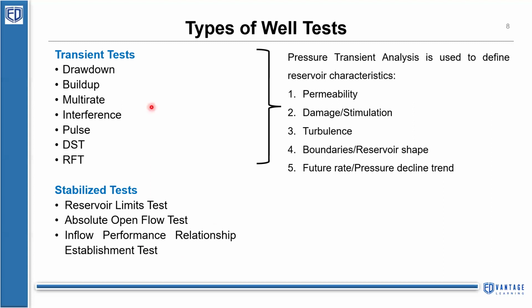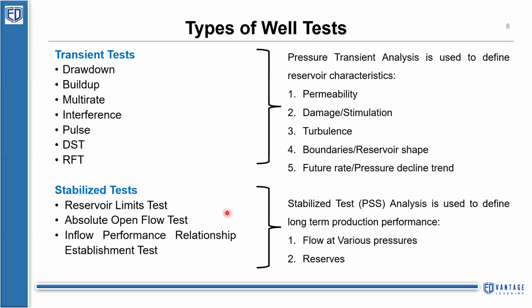So to understand what we can get from transient tests, we do PTA, the pressure transient analysis. That is, you can define reservoir characteristics such as permeability, damage or stimulation, turbulence in the reservoir or in the wellbore, boundaries for reservoir shape, and also we can predict future rate or pressure decline trend. So these five broadly come under the transient tests.